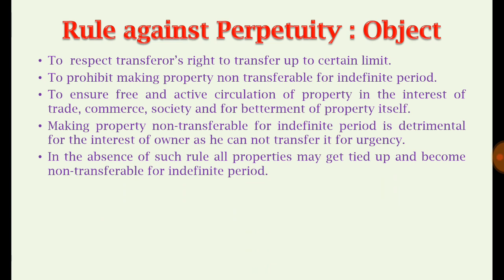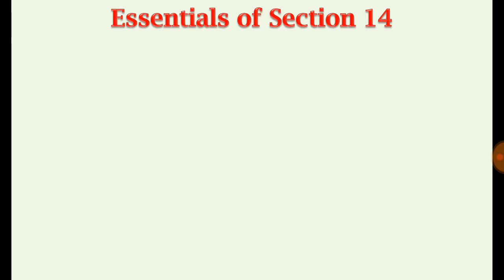And if such transfers are allowed, then what will be the result? What is the need of Section 14? If such transfers are allowed, or in the absence of the rule under Section 14, one day what may happen? All the properties on earth may get tied with a particular generation or particular family from generation to generation, and other persons may be permanently deprived of access to property, because getting access to property, land, natural resources is also one of the basic rights of everybody. This is necessary for the development of everybody. So that will happen. Now let me go through the essentials of Section 14.